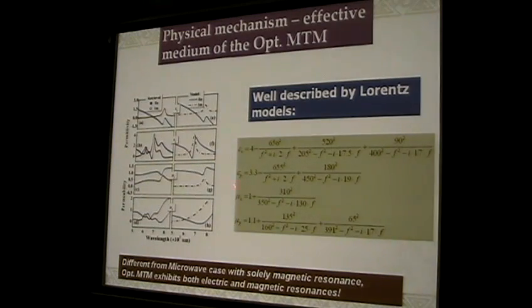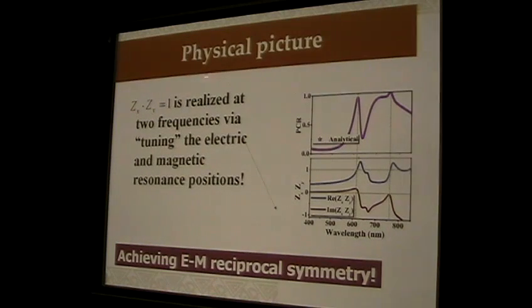And the physics here for the optical material is that we not only have magnetic resonance, but also electric resonance here, which is quite different from the original microwave example. So that's why we can still tune the resonance positions so that we can make the EM wave reciprocal condition satisfied. So the physical picture is quite clear. For this particular situation, we have two frequencies, this frequency and this frequency. Then this condition is realized.